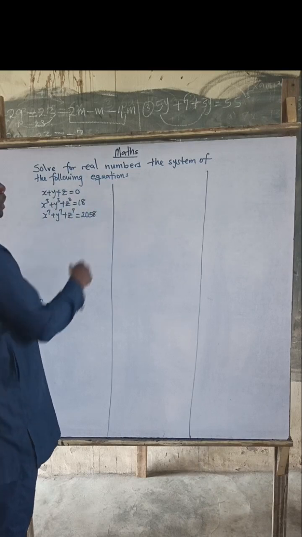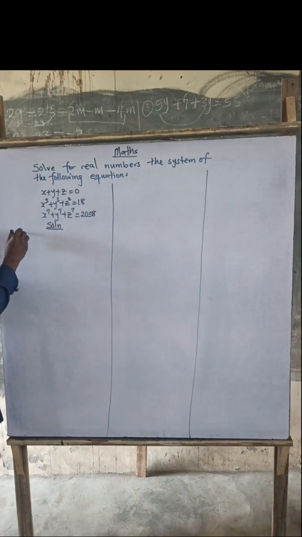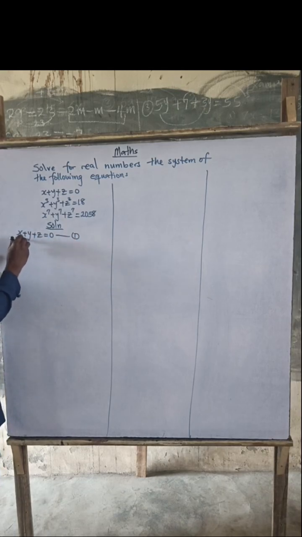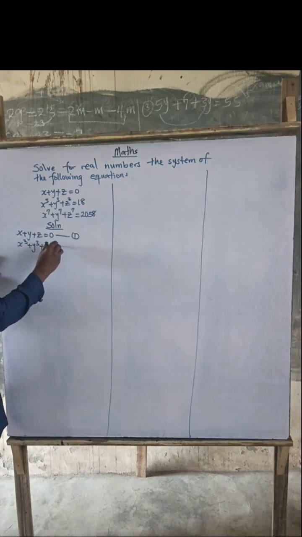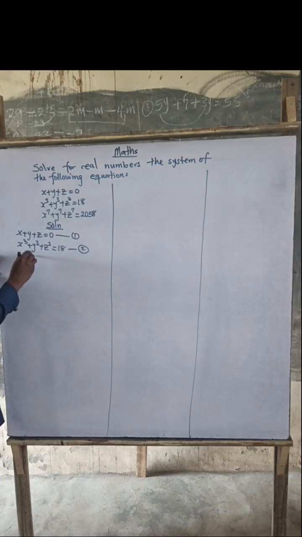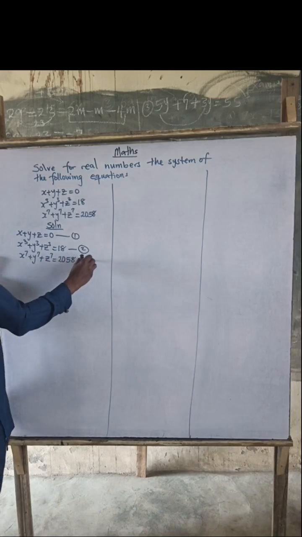We have to solve for real numbers the system of the following equations. We have x plus y plus z equals 0. This is equation 1. We have x cubed plus y cubed plus z cubed equals 18. This is equation 2. Then x to the power of 7 plus y to the power of 7 plus z to the power of 7 equals 2058, equation 3.